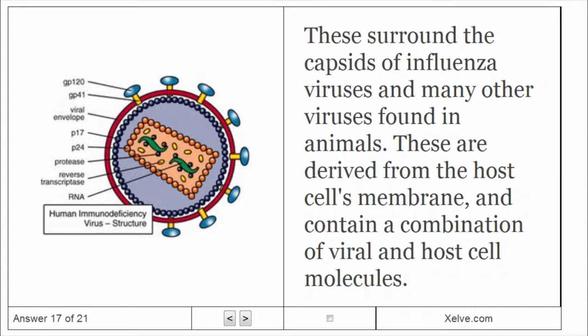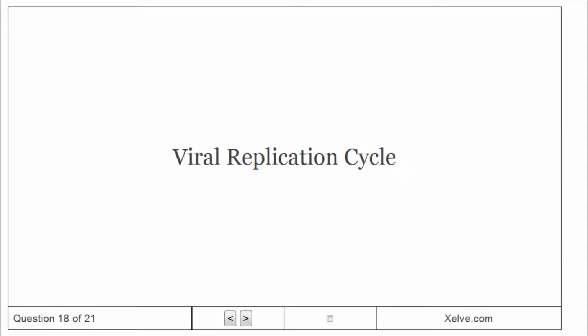Viral envelopes. These surround the capsids of influenza viruses and many other viruses found in animals. These are derived from the host cell's membrane, and contain a combination of viral and host cell molecules. Viral replication cycle.